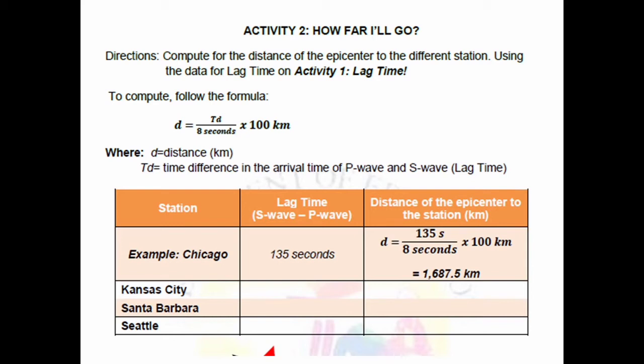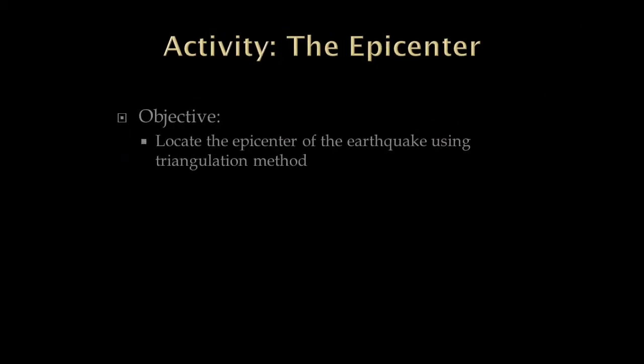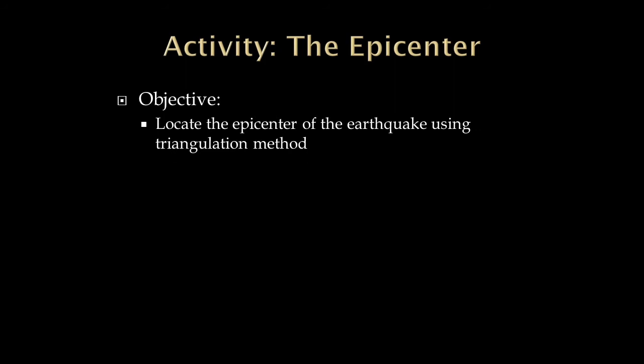After getting the time difference or the lag time, you can now proceed to activity number 2, how far I'll go. In this activity, you simply need to apply the formula D is equal to time difference divided by 8 seconds times 100 kilometers. This formula is derived experimentally. The formula is suited because 8 seconds is the interval between the arrival time of primary and secondary wave at 100 km. There is an activity in the module entitled the Epicenter, wherein the objective is for you to locate the epicenter of the earthquake using triangulation method.